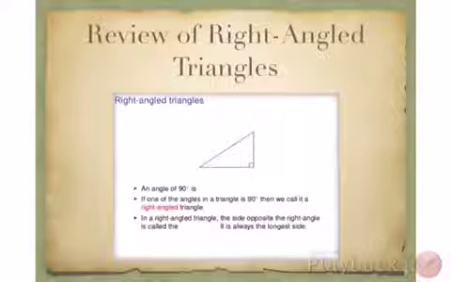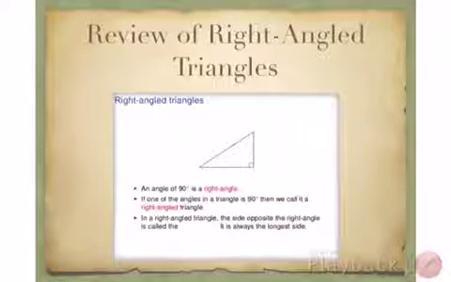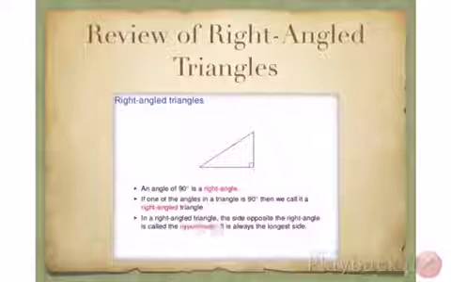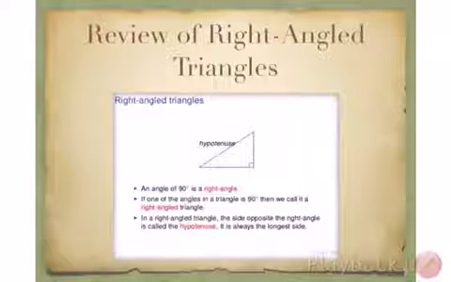Hi guys, just a quick lesson on reviewing right angle triangles. So the first thing that we're going to remember is what a 90-degree angle is, referred to as a right angle. We also need to know that the side opposite the right angle is called the hypotenuse. So we can label that on any diagram. If we have a right angle triangle, we can label the side opposite the right angle the hypotenuse.